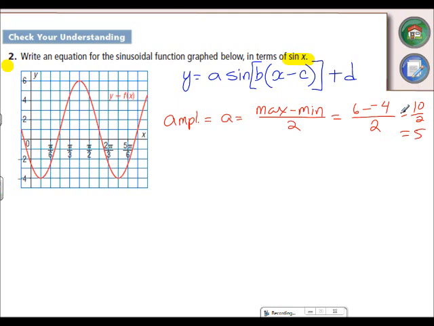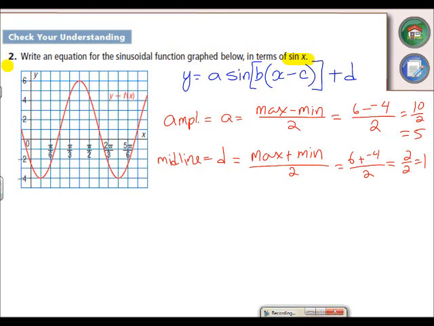Do the D value next. Your D value is your midline. If you can find the midline on there, just go straight off and find it. Or the midline is the middle, the average. To find an average, you add the 2 values and divide by how many? 2. Max plus the min divided by 2. Or in the average value. So we've got 6 plus a -4 over 2, which gives us 2 divided by 2, which is 1.